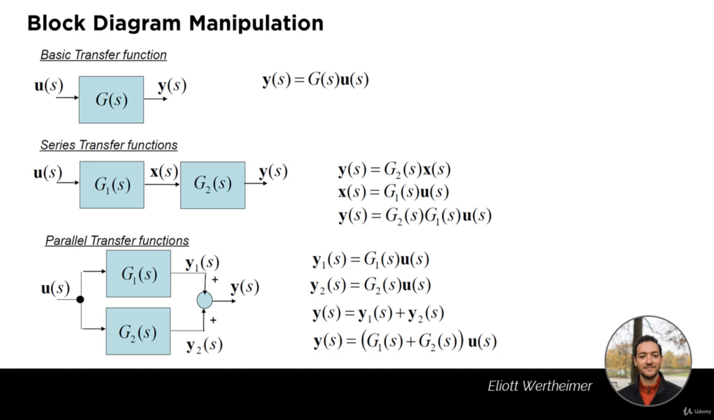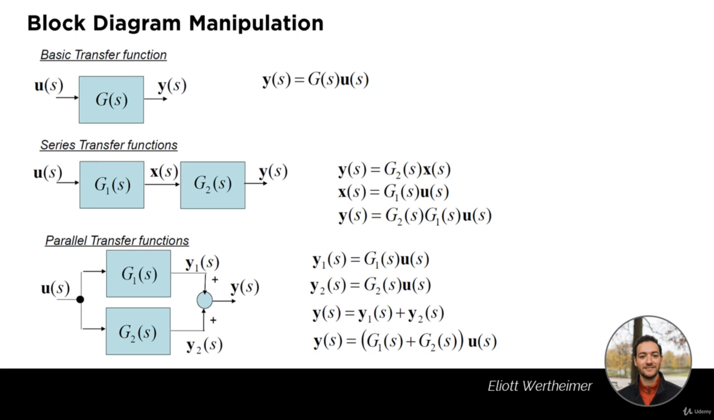It does make sense that X(s) disappears because G2(s) is essentially applied to the output of G1(s), which is G1(s) times U(s). X(s) is just a construct that can represent the output of G1(s) when the input is U(s), but if you put a transfer function after that, then this signal does not matter because it goes straight into the second transfer function, right? So this is how you can write the equation for series transfer functions.